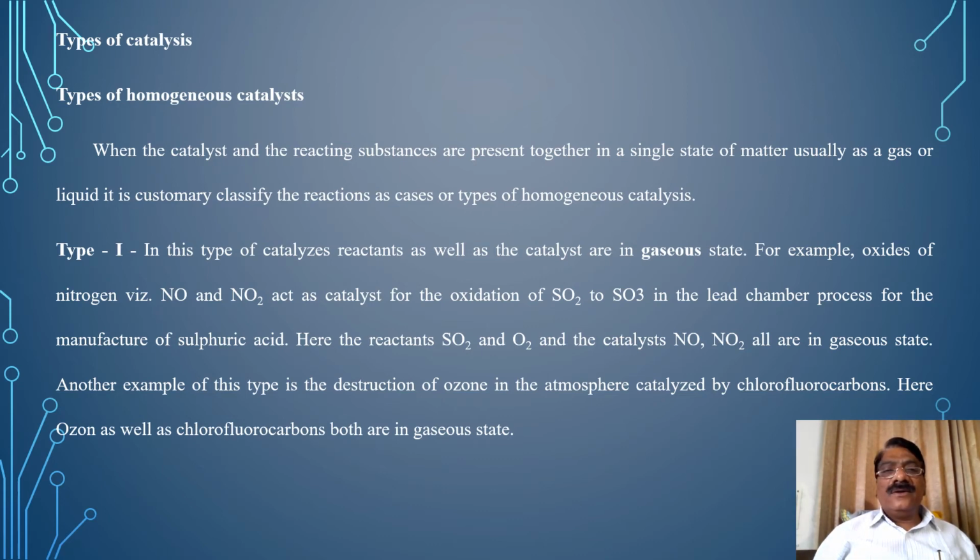For example, oxides of nitrogen, that is NO and NO2, act as catalyst for the oxidation of SO2 to SO3 in the lead chamber process for the manufacture of sulfuric acid. Here the reactants SO2 and O2 and the catalyst NO, NO2 all are in gaseous state.